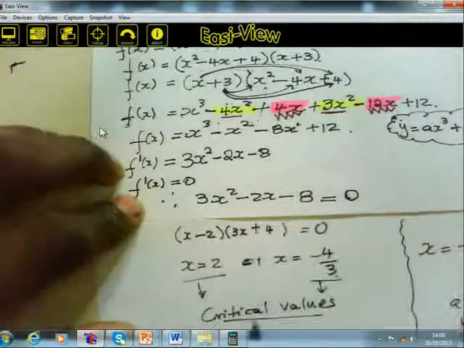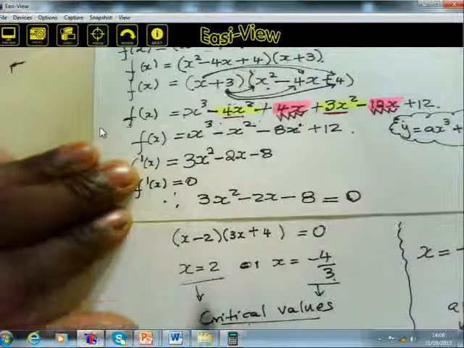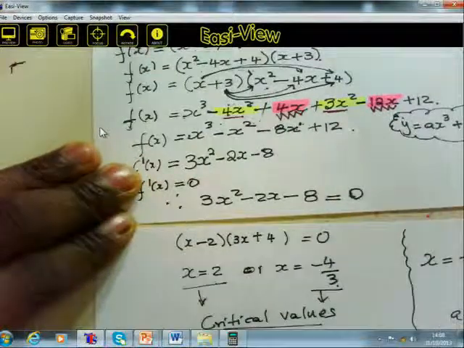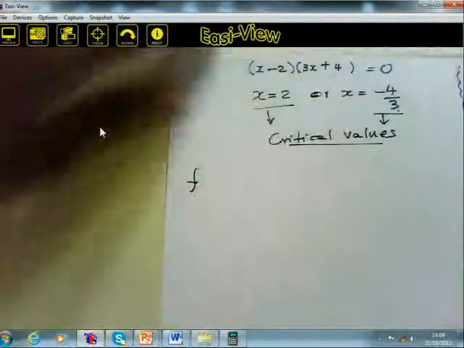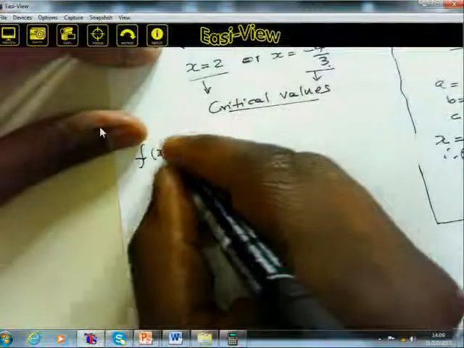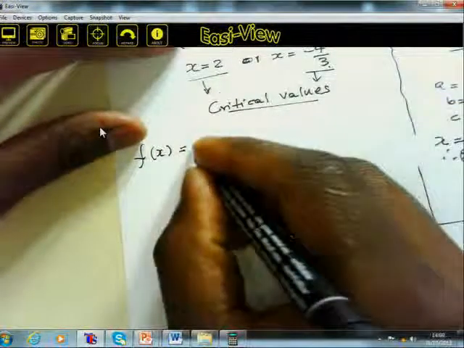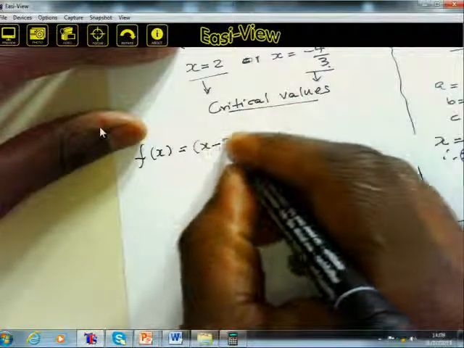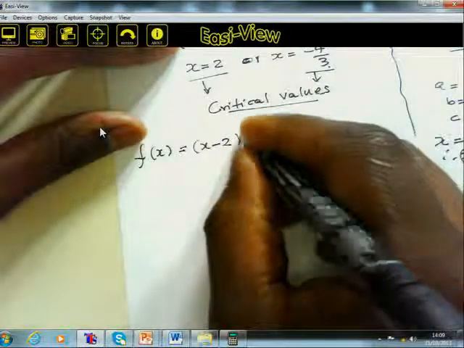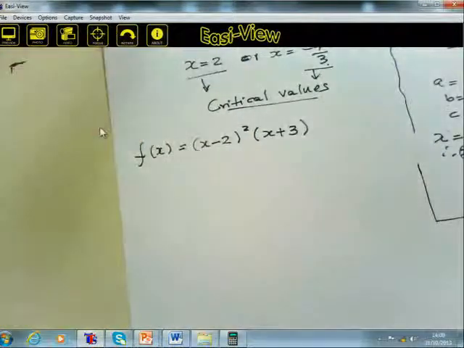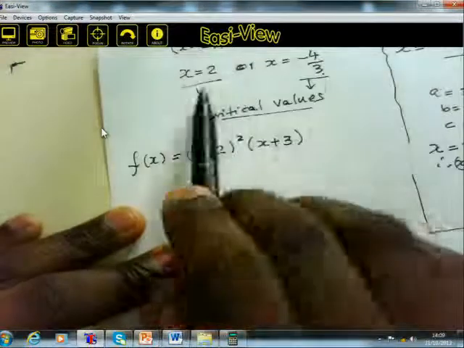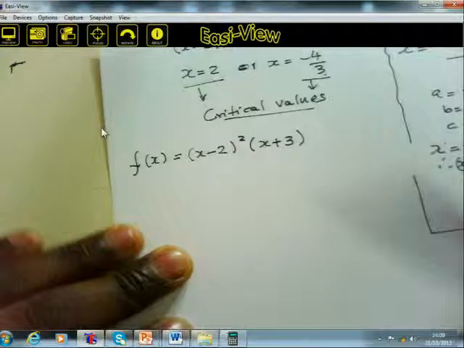So now we must take these values and substitute them into the original equation. Which one is the original equation? It is f. It's f at x, which is equal to x minus 2 all squared into x plus 3. Now we have to substitute each one of these critical values into the function. So let's work now.